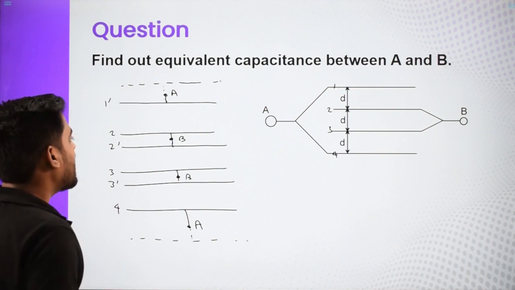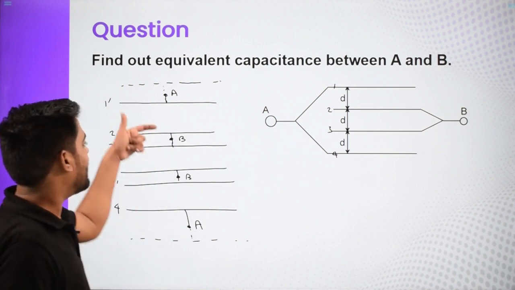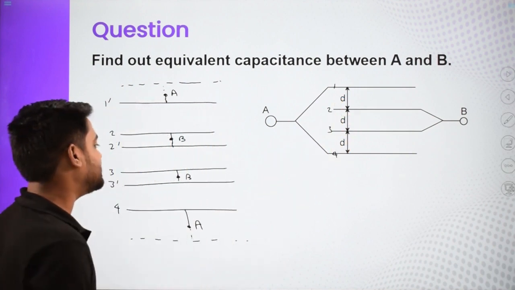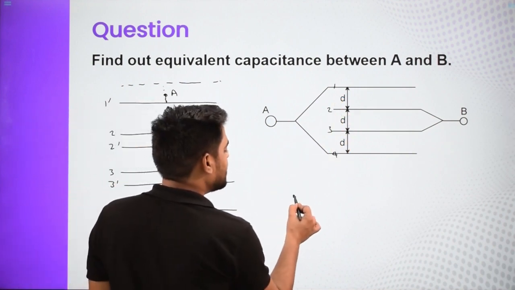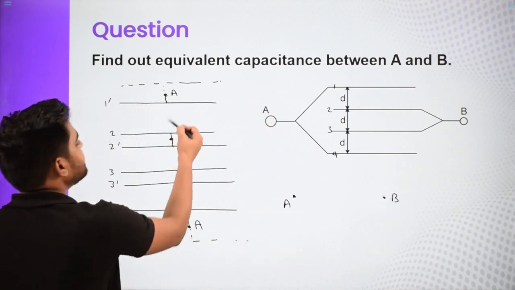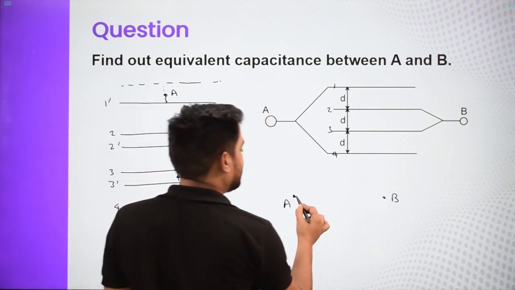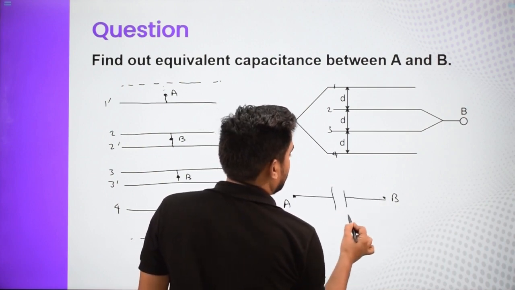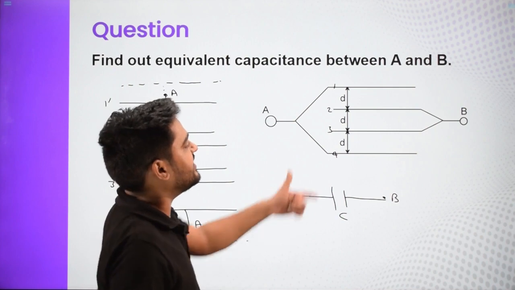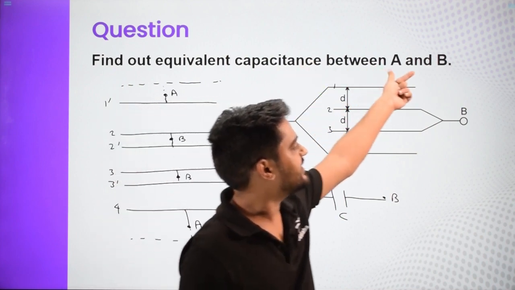Now just redraw. How many capacitors do we have? 1 capacitor, second and third. These 3 capacitors we have. How will we connect them? Just redraw the circuit. This is A, this is B. Now, first is this capacitor connected between A and B directly. And I am calling it C, or C is nothing but epsilon naught A by D. So this is D, area of each plate is A, right?